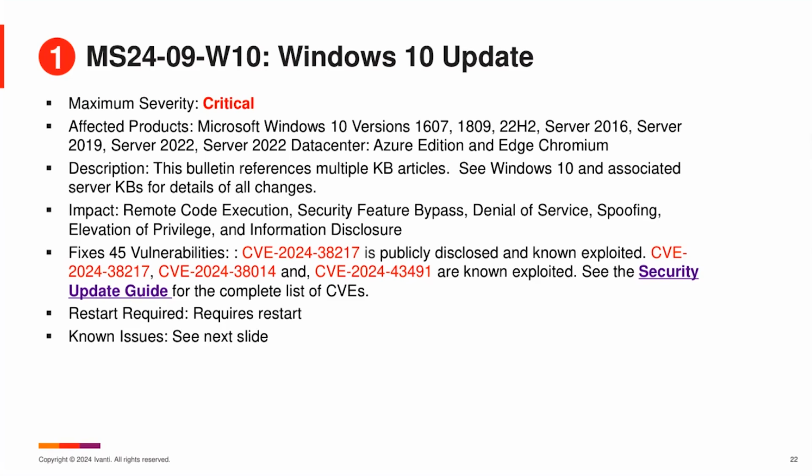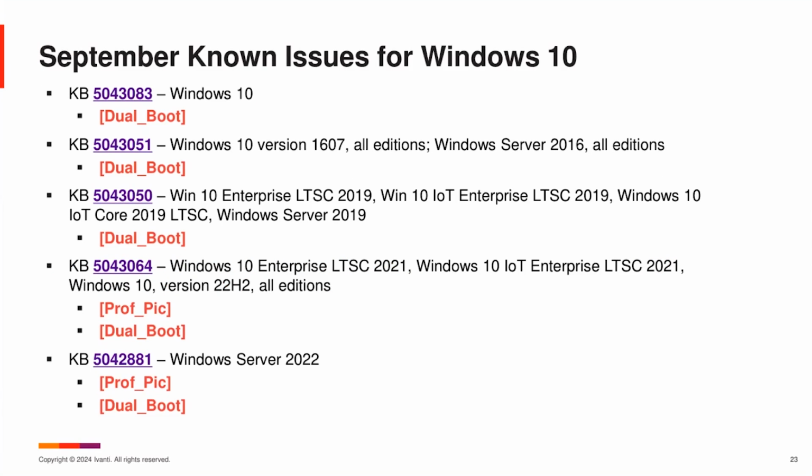On the Windows 10 side, we did see 45 vulnerabilities addressed. One additional one of the known exploited vulnerabilities is included here in Windows 10. So again, a normal set of updates here with 45 vulnerabilities this month. You'll see this dual boot issue showing up across all the different versions of Windows 10.